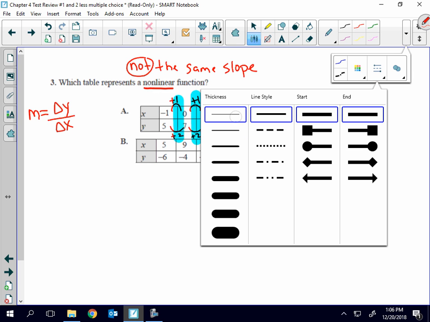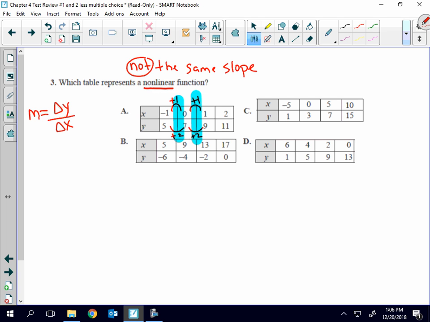And then we do the next one. You always have to check all of them. We're also adding 1 and adding 2 here. So again, they're all the same. So this one is linear, and that's not what we're looking for. So we know it's not A. Let's do B.